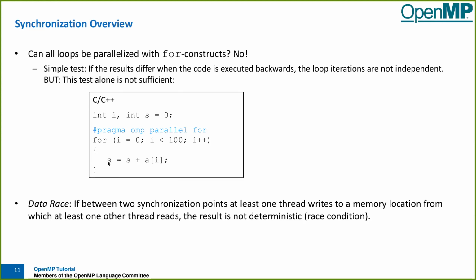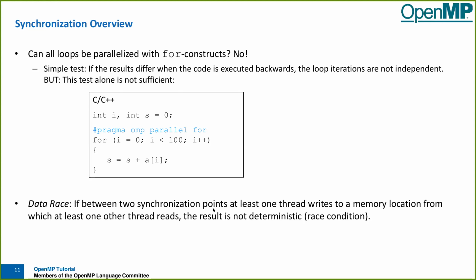But we have a problem with this variable s. If there's only one s, then at a single point in time, two threads for different values of I would read s, add their individual A of I to s, and write it back. If they execute that simultaneously, one thread will go first, the other will go second, and the thread that goes second will override the partial contribution of the first thread. So we call that a data race.